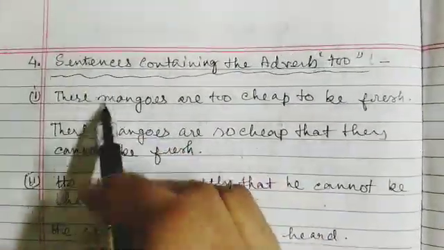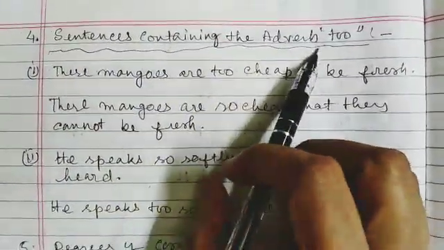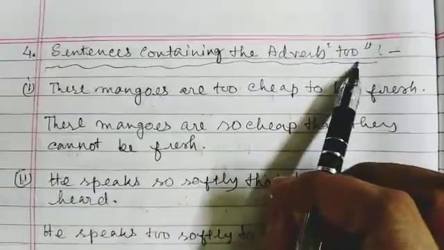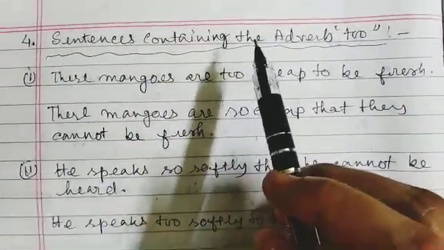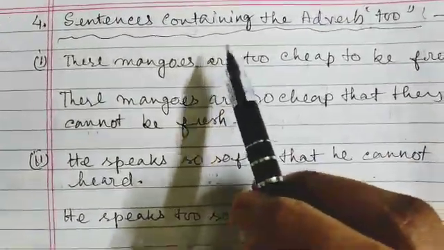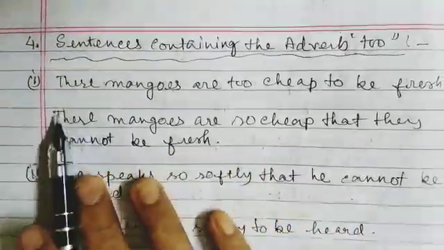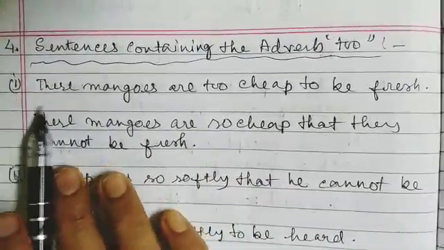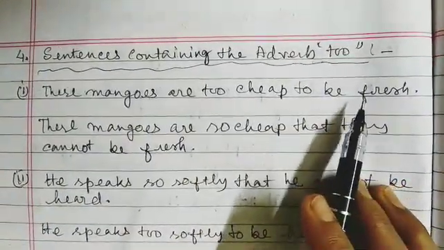Okay, the next thing is sentences containing the adverb too. Sometimes we have to add too, sometimes we have to remove too. So what will the sentences be? The sentences will be like that. See, example number 1. These mangoes are too cheap to be fresh.